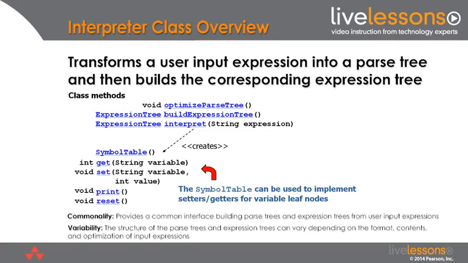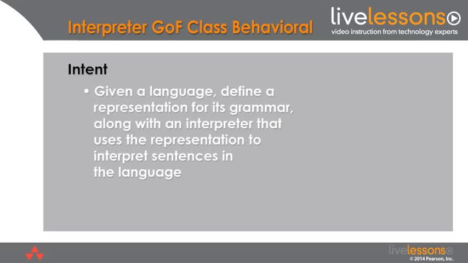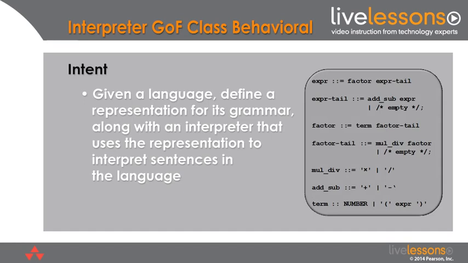From a commonality and variability point of view, the interpreter is going to provide a common interface for building parse trees and expression trees from user input expressions, but the actual structure of how these trees are implemented can vary in a very seamless and uniform way, depending on the input format, the contents of the tree, and any type of optimization or semantic analysis that might be performed on the input expressions. This particular way of arranging the code follows nicely on the Gang of Four interpreter pattern.